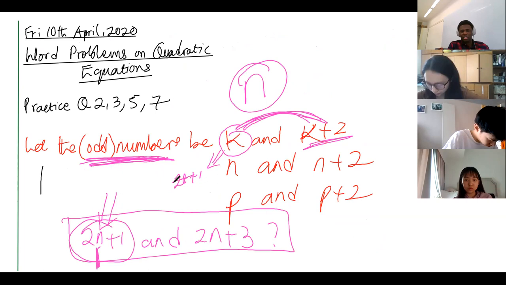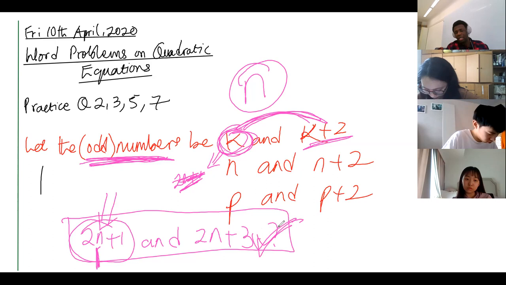Because at the end of the day, the question is to find the odd number, which means the question is to find the k, not to find the t. That is the new parameter. So when you're dealing with a quadratic equation or any word problem that has to do with odd numbers or even numbers, represent it with a single variable. Don't use this form. This form is used when you're trying to establish a proof. I need to write it in a proper form.